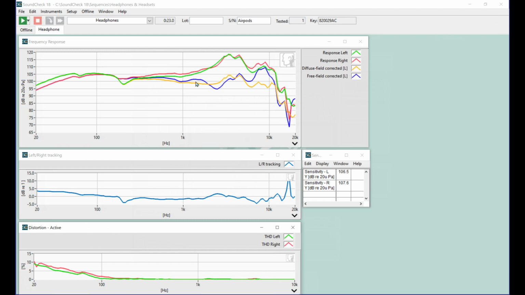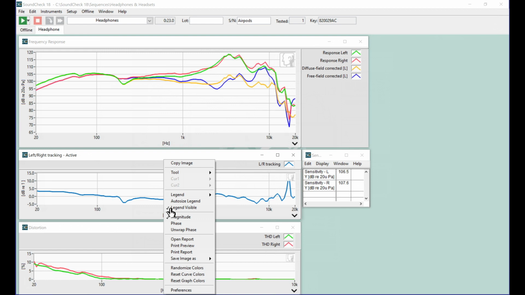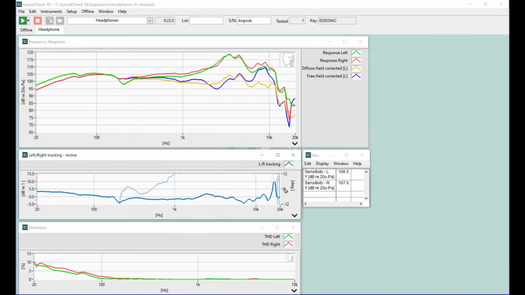And you can see, very similar to what I showed you before, left and right earphone response, and the equivalent sensitivity over 100 to, I believe I went up to 10 kilohertz. So an average of 106.5 on the left earphone and 107.6. And you can see that slight difference in the left-right tracking. And if you want to see the phase, you can just go turn phase on and auto scale. So now you have what I showed before.